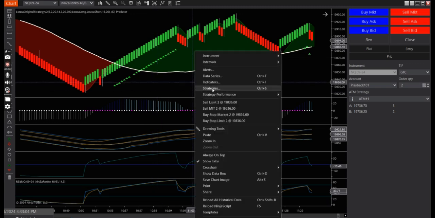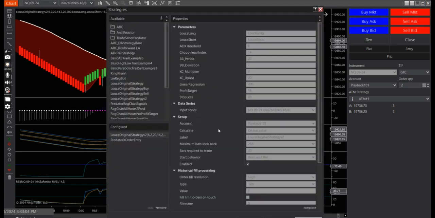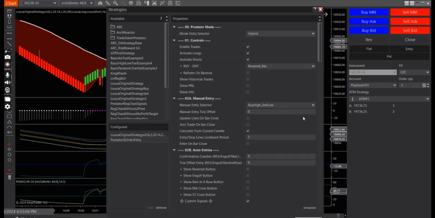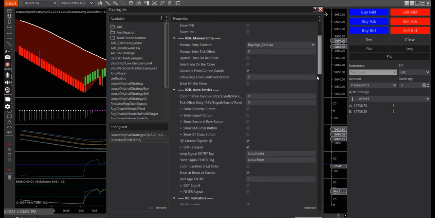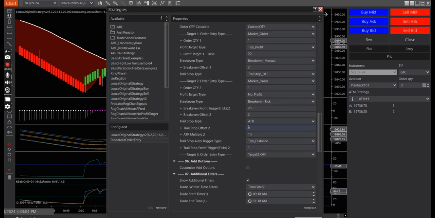So if I revert back to those options, because of course this is trial and error, you're trying to figure out the best settings to give you the most profits. So let me go to strategies, and let me go to here. All right, so what I did was I had turned off my target 3 right here.